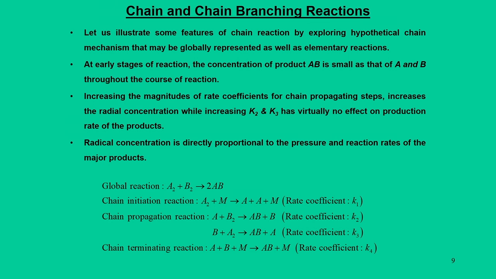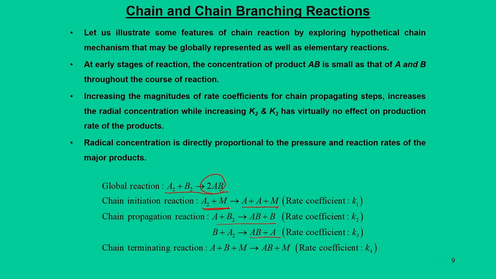Moving further, let us understand how to illustrate or view the chain initiation and chain propagation mechanisms. If you look at a global reaction, A2 plus B2 in general gives 2AB, it is a hypothetical reaction, and for this 2AB formation there may be a sequence of events. First, A2, by colliding with some molecule M, can form A plus A plus M. This A, when it sees B2, can form AB, and this B, when it sees A2 again, can form AB plus A.